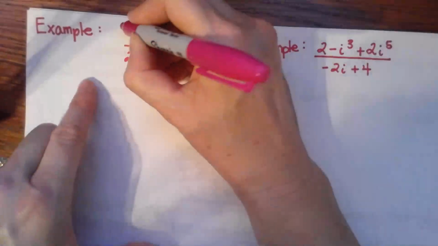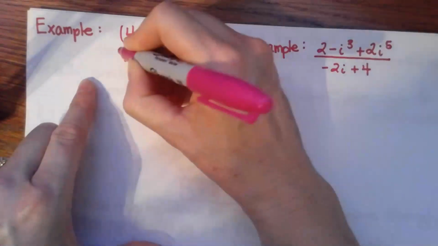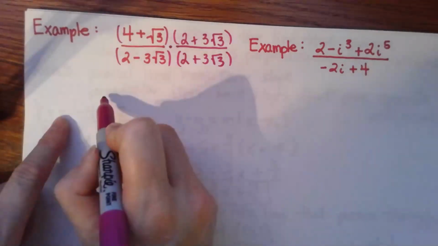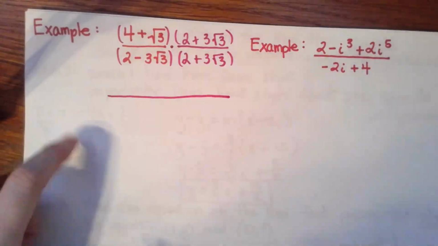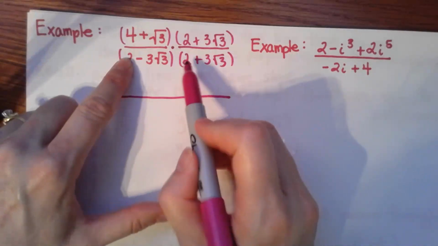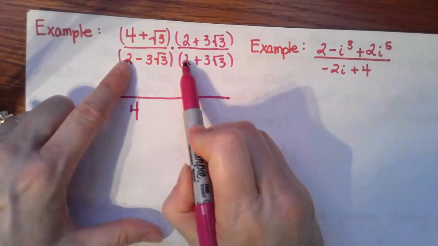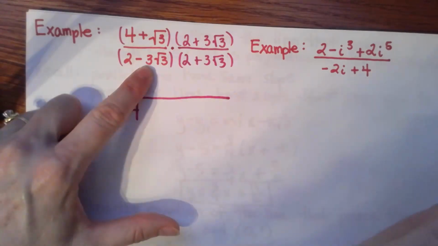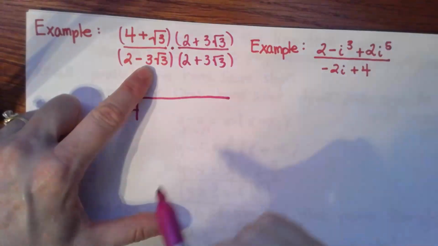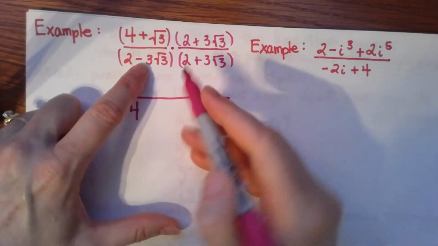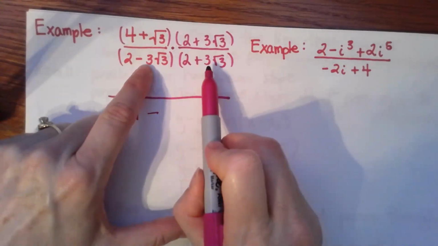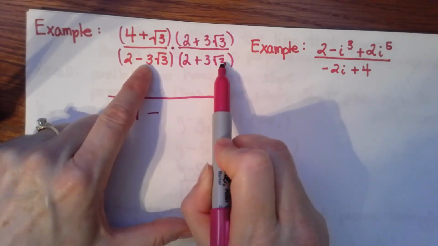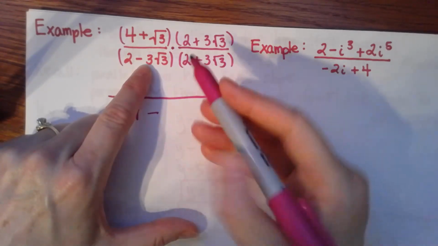Okay, let me put some parentheses around here so we don't forget that we need to multiply this out. Now the whole reason that we do that, let's do the denominator first, is because when we FOIL this out, we'll get 2 times 2, which is 4, and then we would get plus 6 square root of 3 minus 6 square root of 3. Those go away. The middle terms drop out, and then we just have minus, and then 3 times 3 is 9. Square root of 3 times square root of 3 is 3. So that 9 times that 3 is 27.